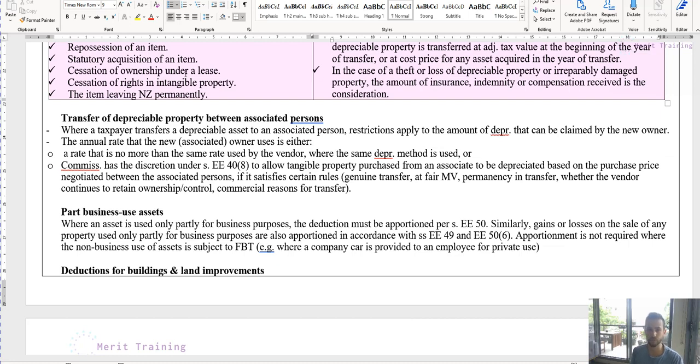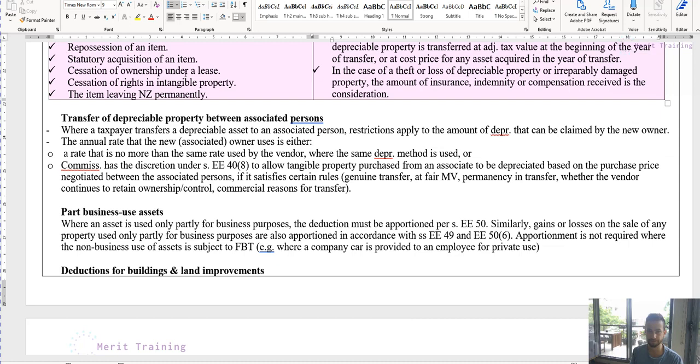or B, the Commissioner has the discretion under EE 40 to allow tangible property purchased from an associate to be depreciated based on the purchase price negotiated between the associated persons if it satisfies certain rules, e.g. genuine transfer, at fair market value, permanency in transfer, where the vendor continues to retain ownership and control, commercial reasons for transfer, etc.